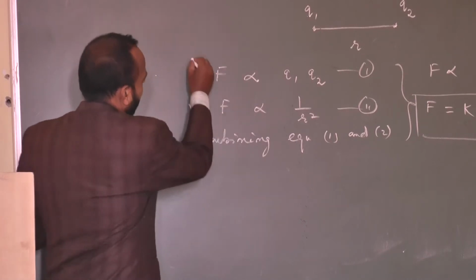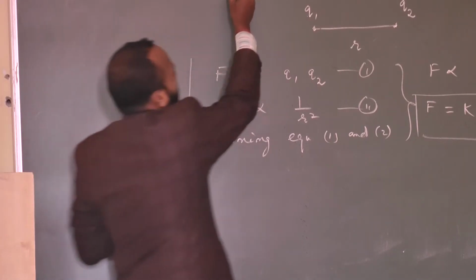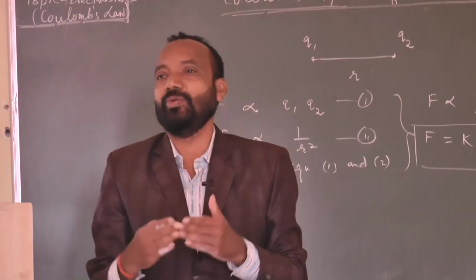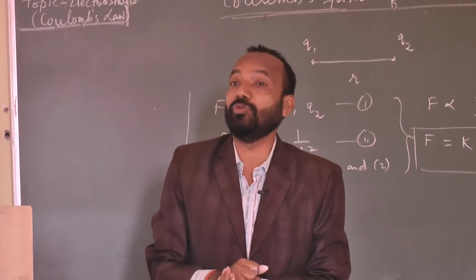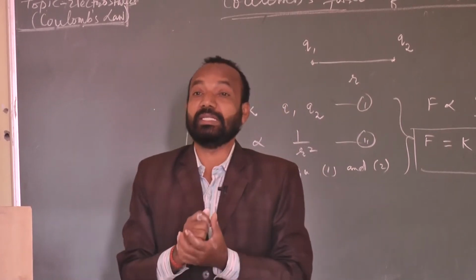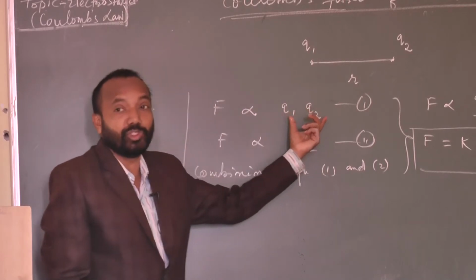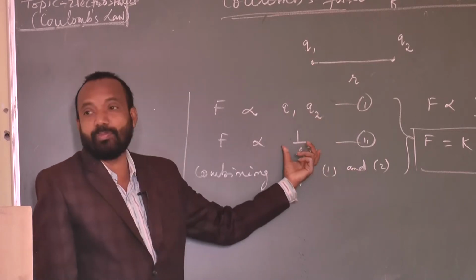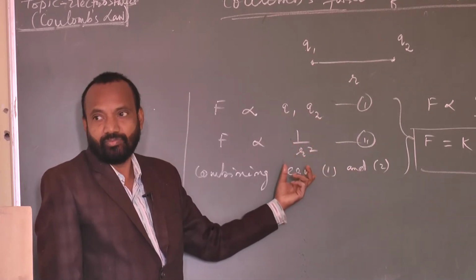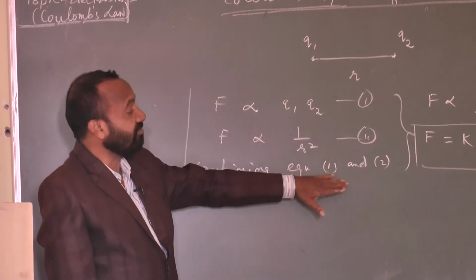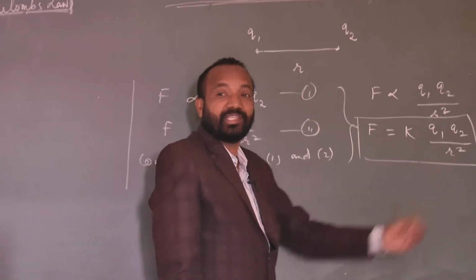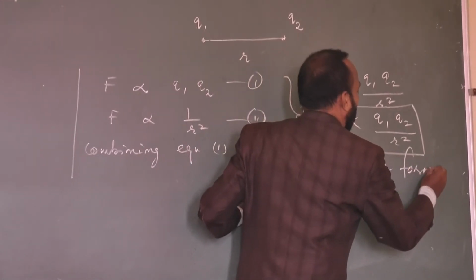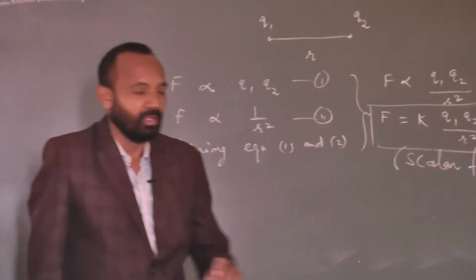So this is the expression, and the Coulomb force is this: whenever two point charges are placed a distance r apart, the force of interaction between them is directly proportional to the product of the magnitudes of their charges and inversely proportional to the square of the distance between them. This is the expression of the Coulomb force in scalar form.